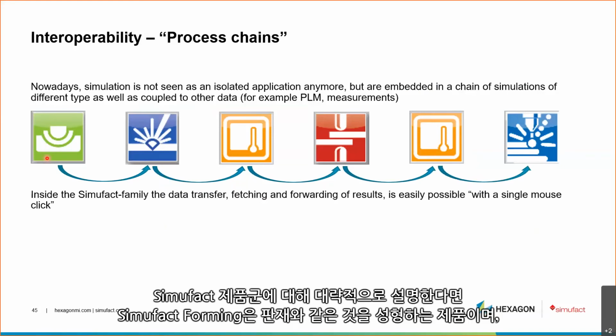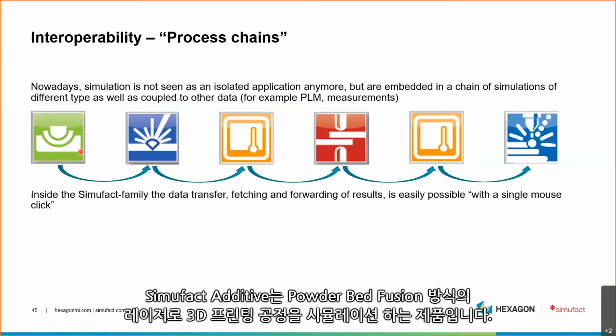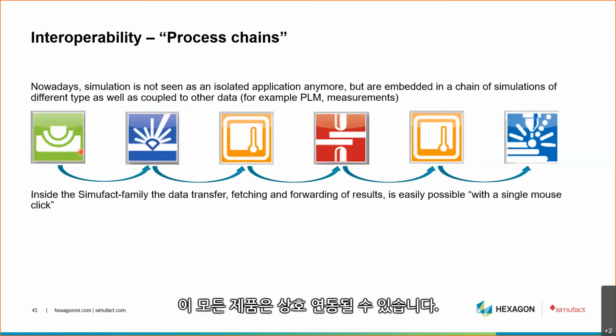Maybe just a bit of explanation. Simufact Welding is one of our Simufact products, but we also have a Simufact Forming product, which could be used, for instance, here for sheet metal forming. And we have an additive product used for powder bed fusion processes like selective laser melting and selective laser sintering. So all these products can be coupled together.